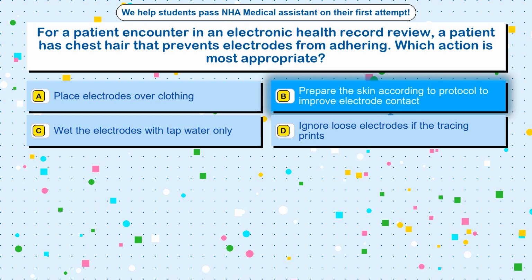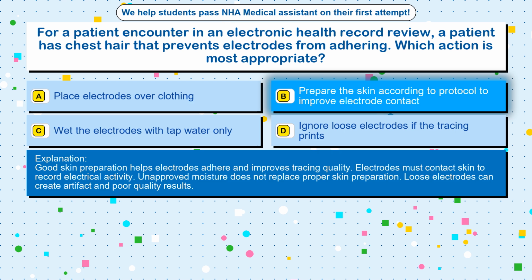The correct answer is option B. Prepare the skin according to protocol to improve electrode contact. Good skin preparation helps electrodes adhere and improves tracing quality. Electrodes must contact skin to record electrical activity. Unapproved moisture does not replace proper skin preparation. Loose electrodes can create artifact and poor quality results.